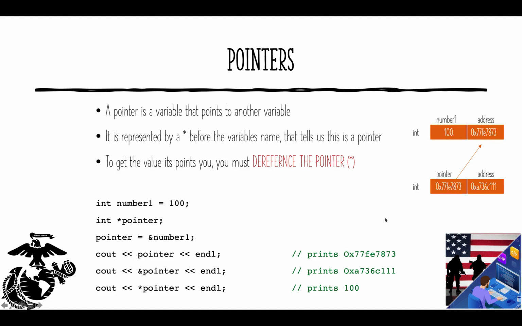So if I were to cout pointer, that's couting the value, and the value in this case is the address of number1, so it's going to print out that address. If I were to cout ampersand pointer, it's going to print out its own address. If I were to dereference the pointer, it's going to point to this location, and dereferencing refers to the value which it stores. So by dereferencing the pointer, I'm retrieving the value of 100, even though that is not the item I'm calling. I'm calling pointer, but it's displaying the value stored in number1 because it points to that variable.